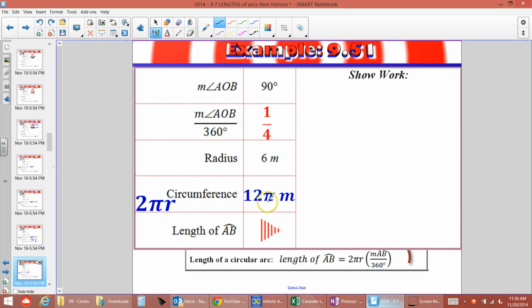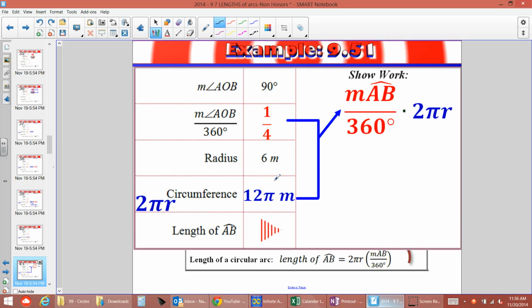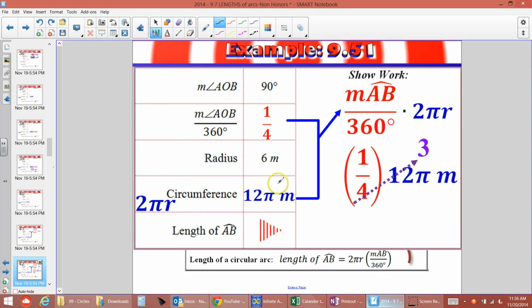Now I can plug in my circumference, 2 pi r, right here, and the measure of AB over 360 is right here, it's 1/4. So I'm going to take both those numbers and combine them into one formula. Okay? This is my 2 pi r. It goes right here. Here's my arc AB over 360. I'm just substituting them in. So 1/4 gets substituted in for this, and 12 pi gets substituted in here.